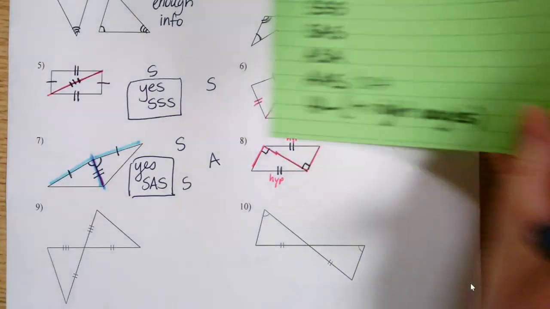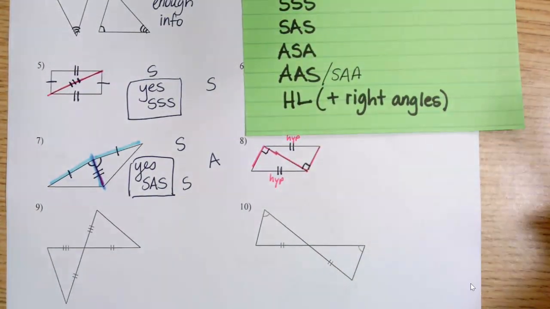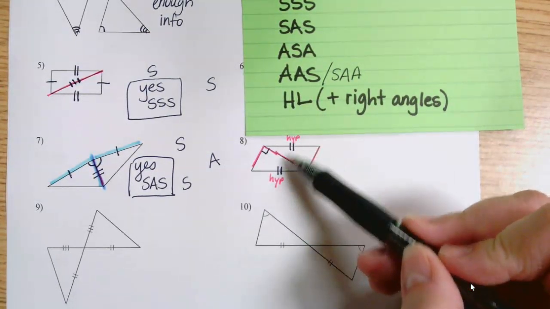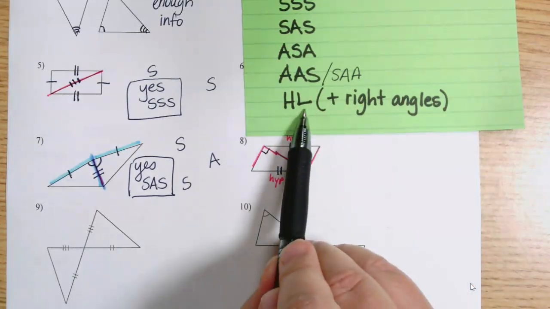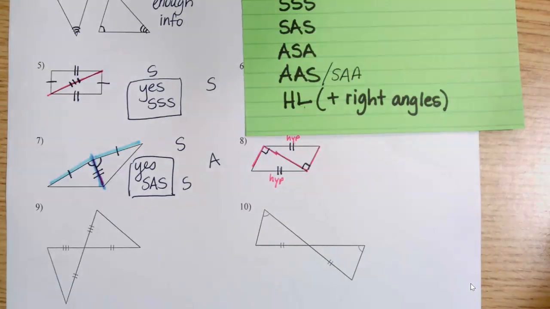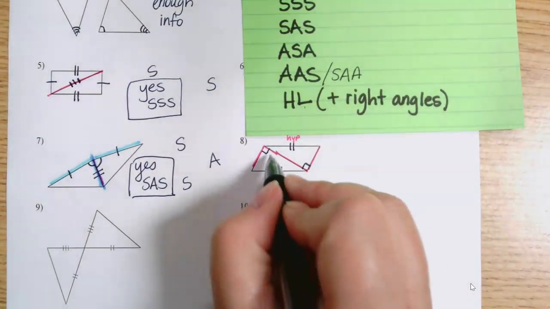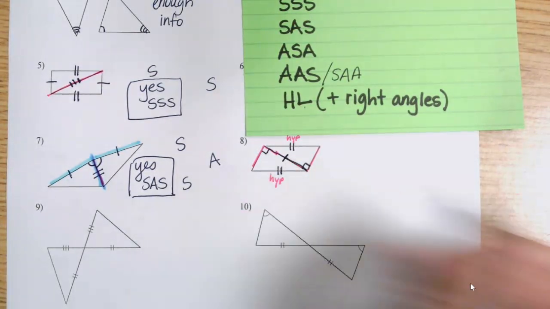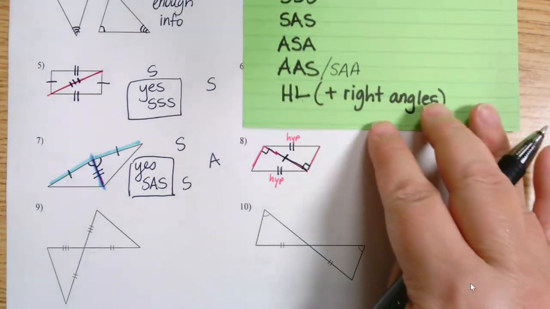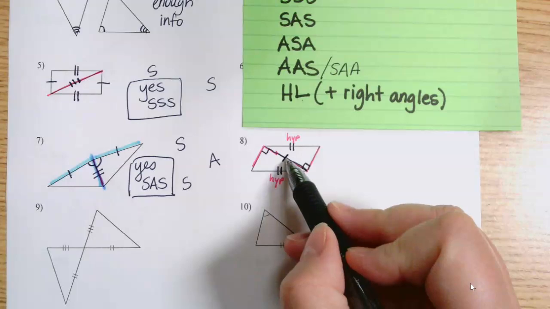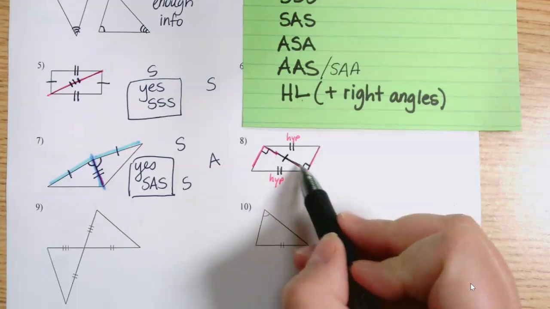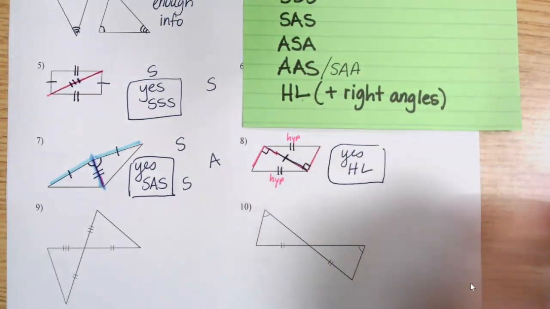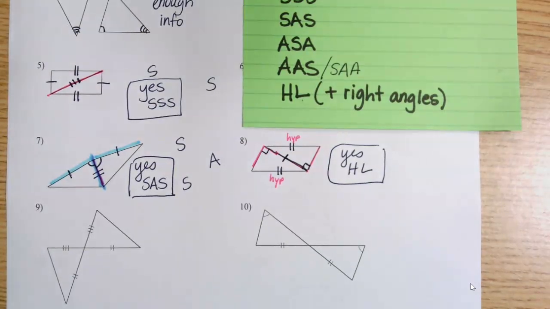I have to specifically know that to be able to use HL. It can't just randomly be, hey, it's a right triangle, therefore it's HL. No, I have to know that the hypotenuses are congruent, and I have to know one other side. This is for leg, one other side of the triangle. And it turns out I do. I've got a leg that's the same in both triangles, so I could say that side is the same length as itself. So that counts as a pair of congruent sides. So I have hypotenuse, leg, right triangles. That's yes by HL. All right, next up, number 9.